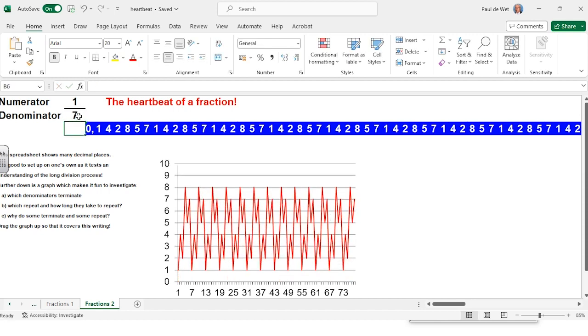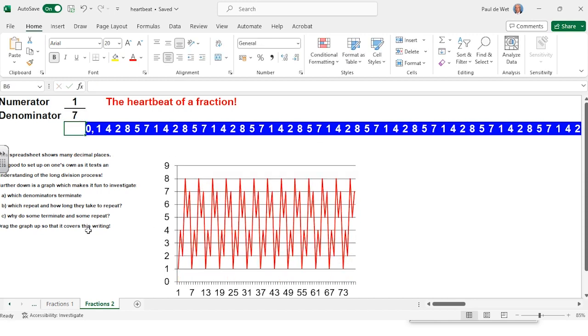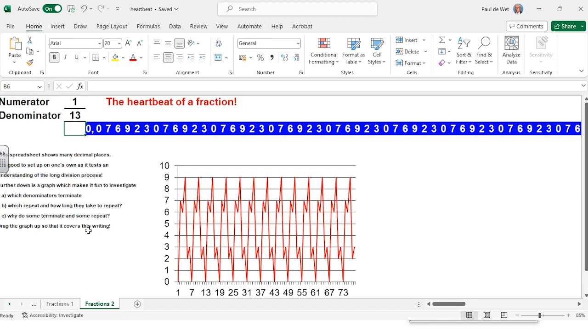Sevenths, as we might know, are cyclical as well. They repeat in their decimal places after 6 decimal places. And 13ths, one might have thought they might repeat after 12, but in fact they repeat after 6 as well. The interesting thing is which ones end and which ones repeat. These are all rational numbers.